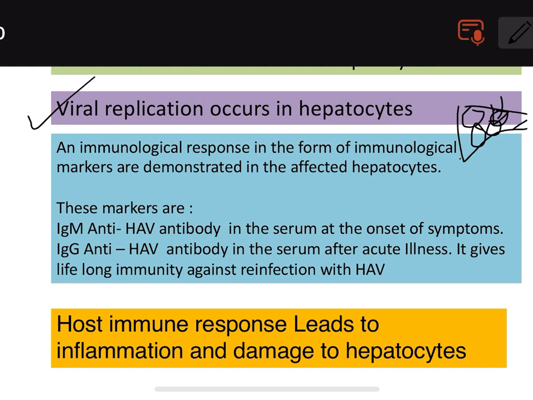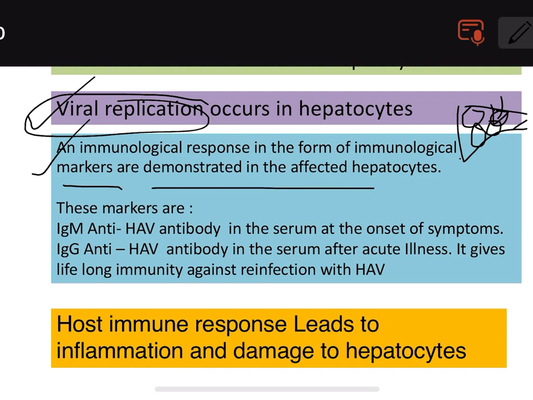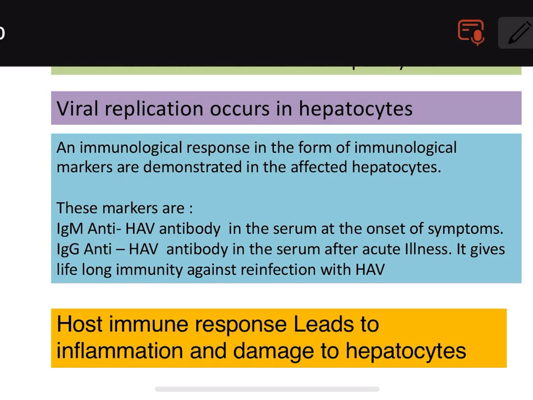Once there is viral replication, the body will start an immunological response. The body's immunological response is in the form of immunological markers, and these markers you can find in the affected hepatocytes. Is it clear? What happens?